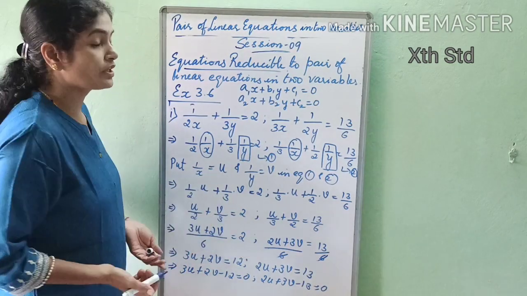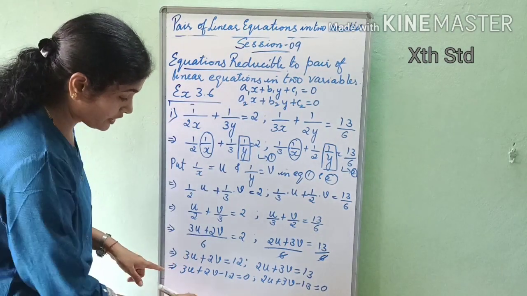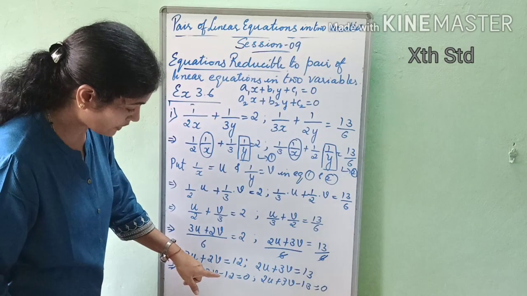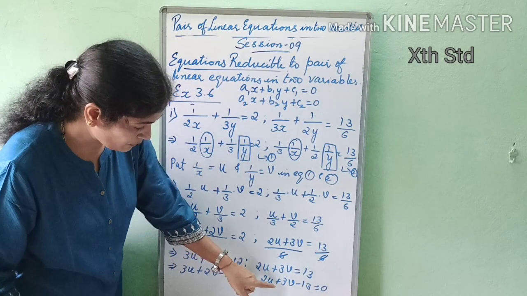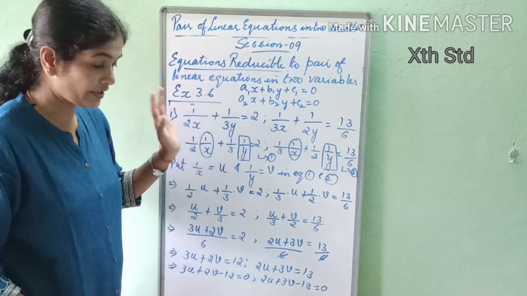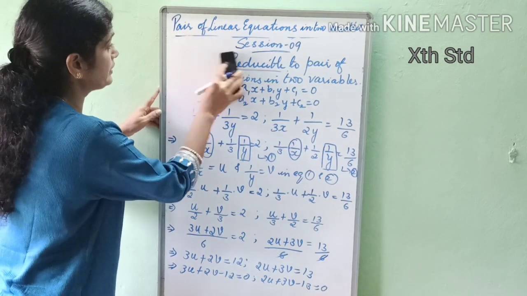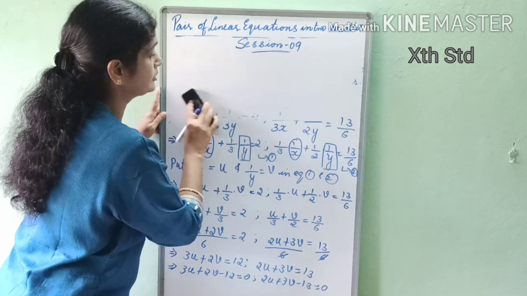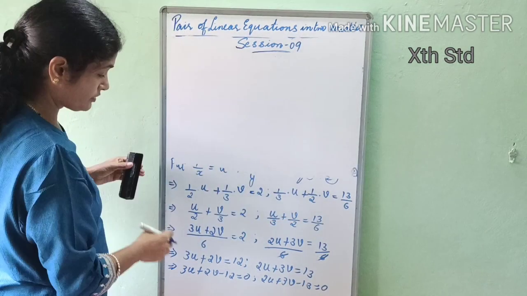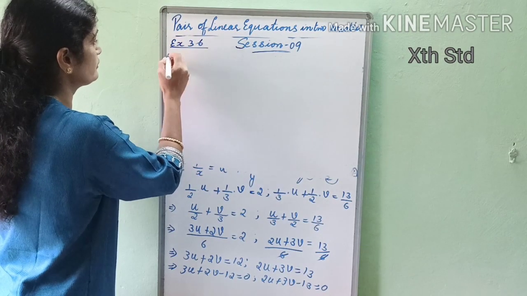Now taking these two equations, we can solve it by any of the methods. So the first equation, what we have got here, is 3u plus 2v minus 12 equal to 0, and 2u plus 3v minus 13 equal to 0, right? So those two equations we will take up. This is exercise 3.6 we are doing, the first part of it.